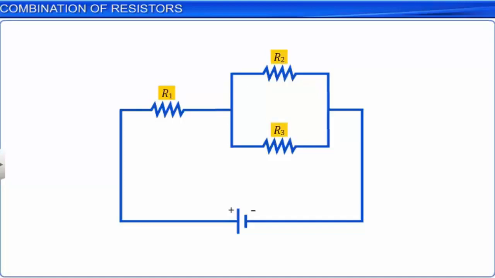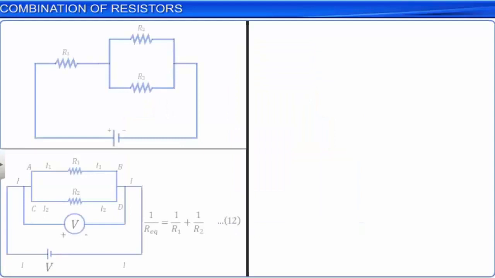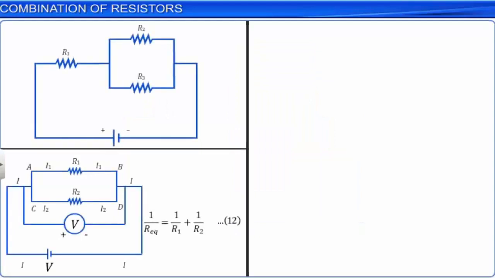R2 and R3 are in parallel combination. Their equivalent resistance R23EQ is calculated using equation 12. 1 by R23EQ is equal to 1 by R2 plus 1 by R3.